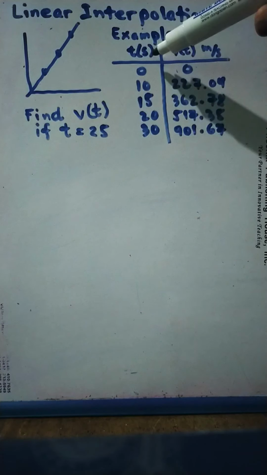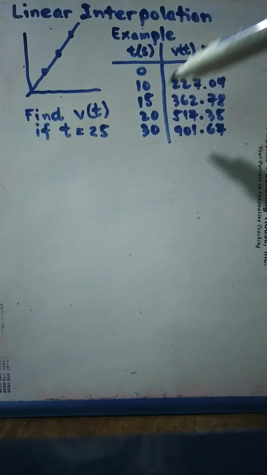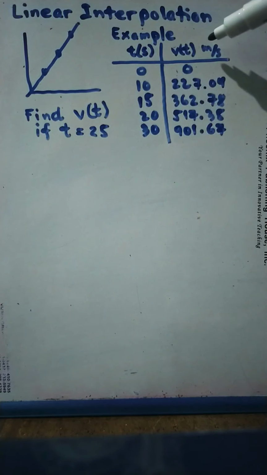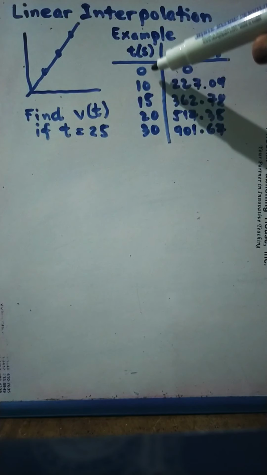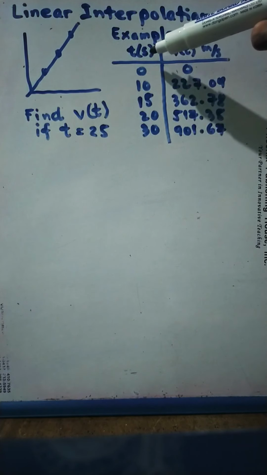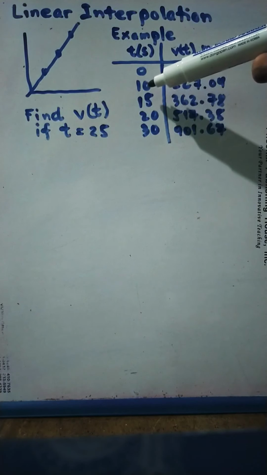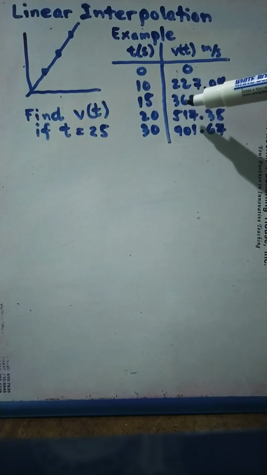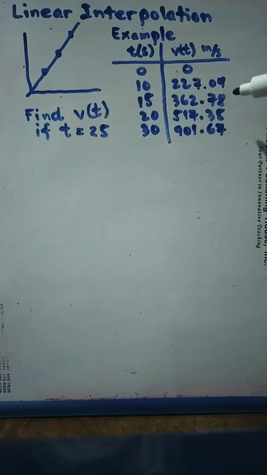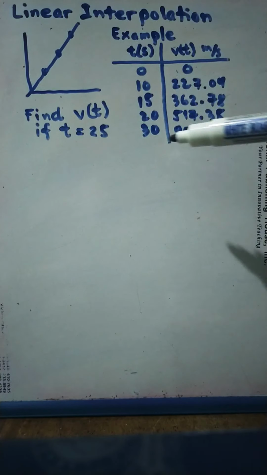Now we go directly to our example of linear interpolation. Given the following, the time in seconds and the velocity, wherein the unit is meters per second. At time 0, the velocity is 0. When the time is 10 seconds, its velocity is 227.04. At t equals 15 seconds, its velocity increases to 362.78, and so on.